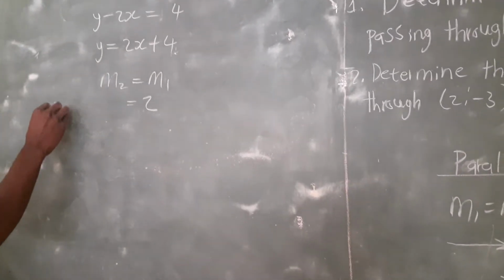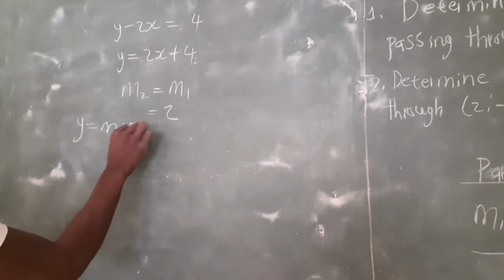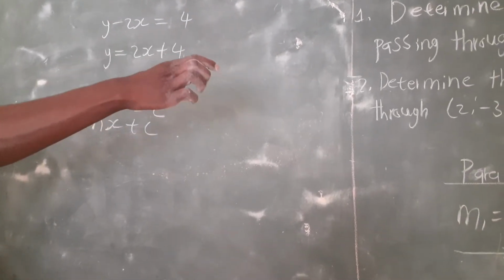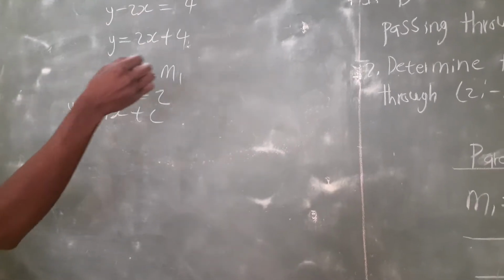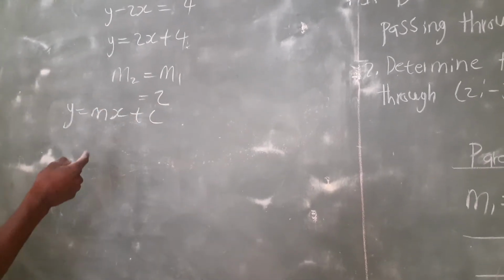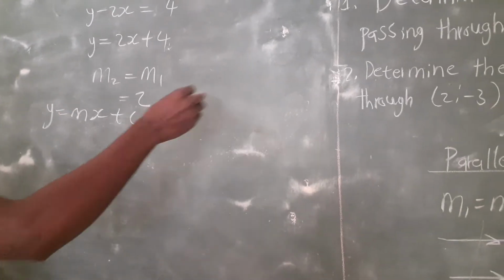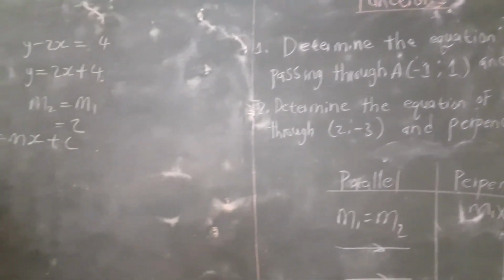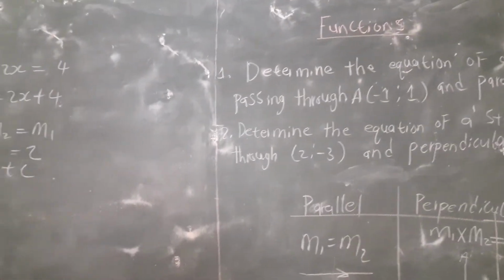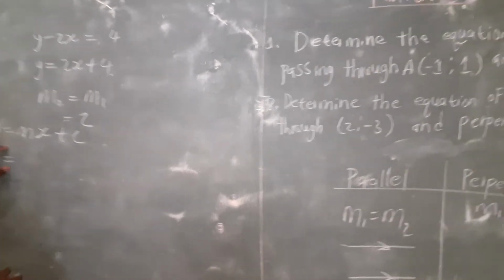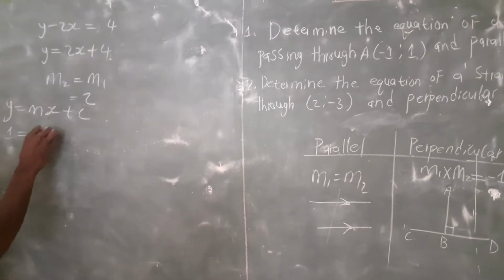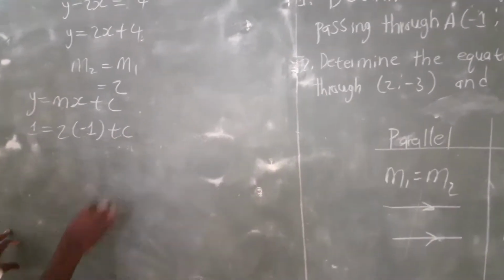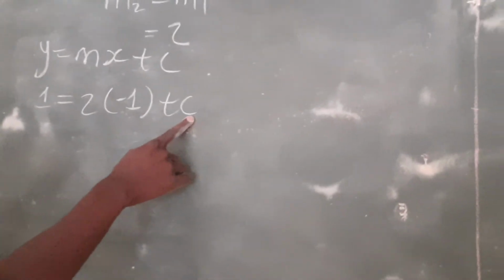Now, I'm going to have y equals mx plus c. Remember, I already found m from the old equation, and now I'm trying to determine the equation of a new one with the point A. It means I'm going to substitute for y and x from point A, which is going to be positive 1 equals, now my gradient is 2, I have 2, and the x value is -1, plus c. Remember, we are determining the value of c now, which is a constant.